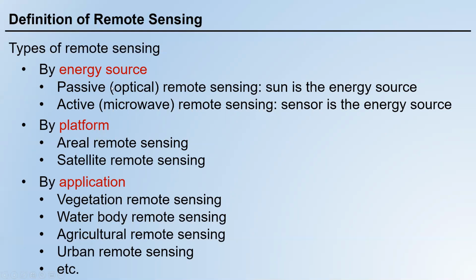But you should know there is overlap. For example, I'm using passive remote sensing to address a vegetation issue using a sensor mounted on a plane. So what is this remote sensing? This is a passive aerial vegetation remote sensing. Okay, so you should know that using different methods to categorize remote sensing doesn't mean that you can only choose one of them to describe your remote sensing. It could be three of them.